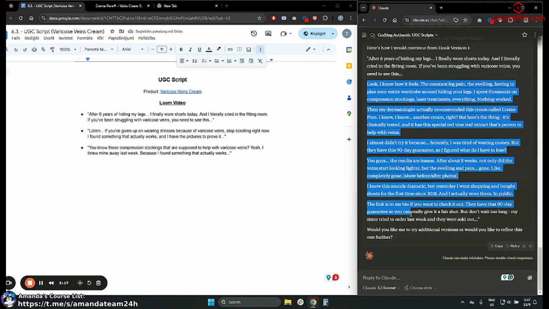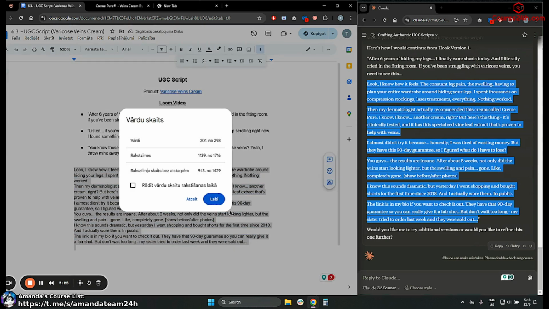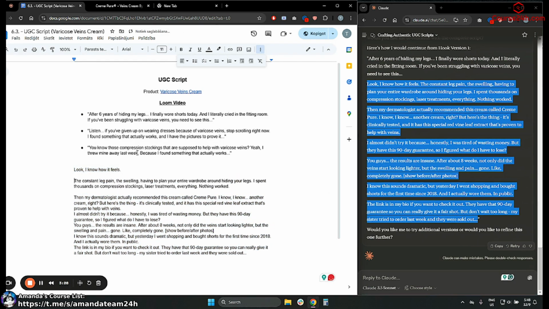So let's see what it says. It looks pretty short. Let's see how many words: 200 words, that's good. That's more than enough. So let's say this is our primary hook. "After 6 years of hiding my legs, I finally wore shorts today, and I literally cried in my fitting room. If you've been struggling with varicose veins, you need to share this." "Listen, if you've given up on wearing dresses because of varicose veins, stop scrolling right now. I found something that actually works, and I have the picture to prove it." "You know those compression stockings that are supposed to help with varicose veins? Yeah, I threw mine away last week because I found something that actually works." Of these ones, I would say this is my favorite one that I would use as the main one.